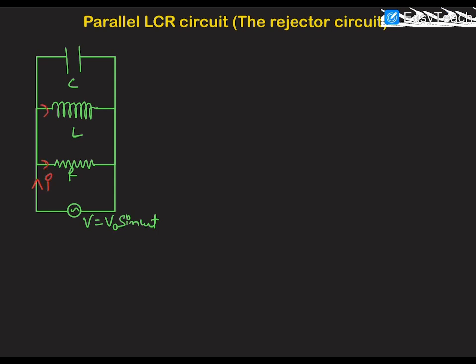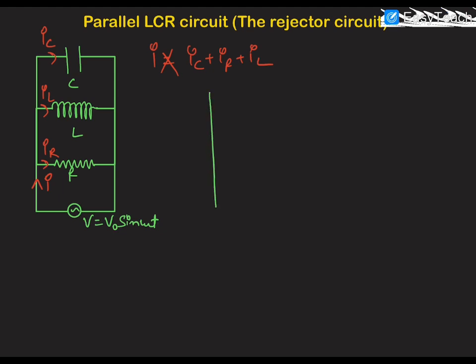Let's suppose a current I is incoming in the three elements of the circuit, and the current split in the resistance is IR, this is IL, and this one is IC. Now you can see that we cannot write I is equal to IC plus IR plus IL. This is wrong because these currents are not in phase, so we cannot write them like this.